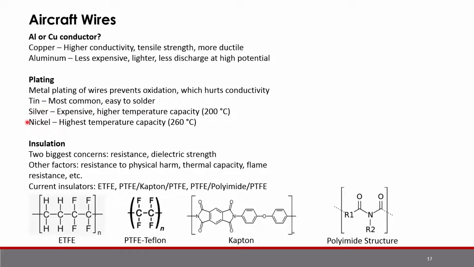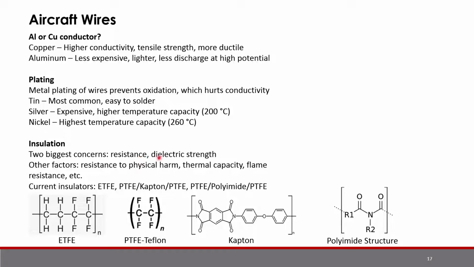Silver and nickel are a bit more expensive, and the benefit you get from using nickel or silver is that you have higher temperature capacities before the wires start losing their conductive properties and start changing. The insulations are normally polymers. The biggest concerns are resistance and dielectric strength. Resistance meaning a high resistance is less likely to have a current go through it, and dielectric strength means if you have a high dielectric strength, then between two conductors you won't have as high of a potential.